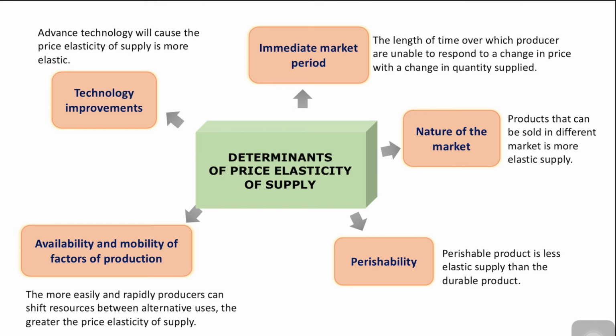The next one is the nature of the market. A product that can be sold in different markets has more elastic supply, but if your product can only be sold in one market, the supply will be inelastic. And the last one, the immediate market period: the length of time over which producers are unable to respond to a change in price with a change in quantity supplied. Okay, so it's the end of this chapter.